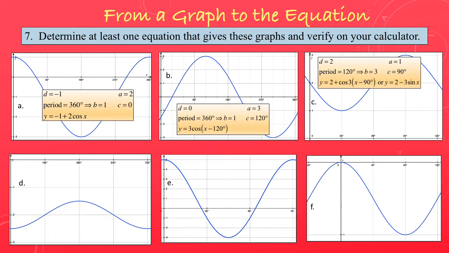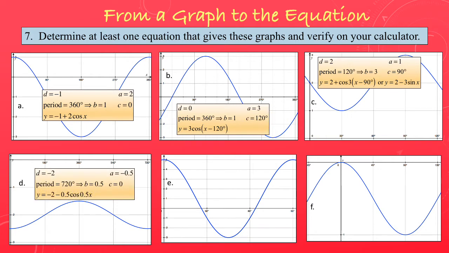The period is 120 degrees, and therefore b is equal to 360 over 120, which is 3. And if we are considering it to be a cosine curve, then c is equal to 90 degrees. Therefore, our curve is y is equal to 2 plus cosine of 3, x minus 90 degrees. However, you could think of this as a reversed sine curve, which has no shift. And probably it is easier to think of this as y is equal to 2 minus 3 sine of x.